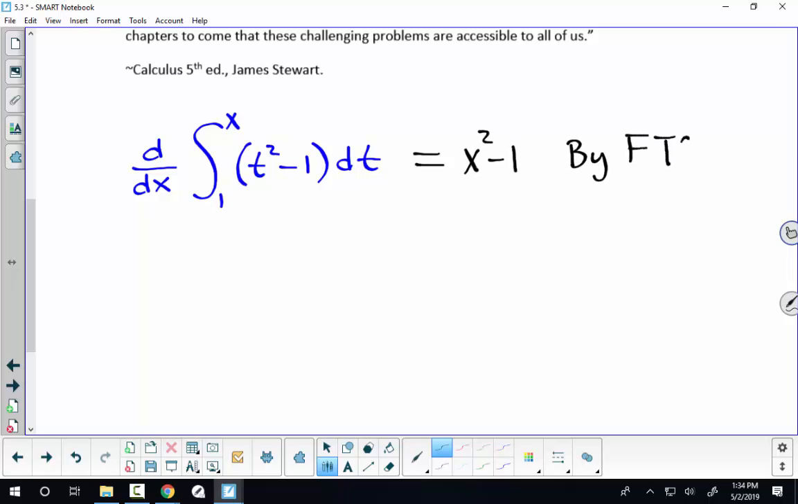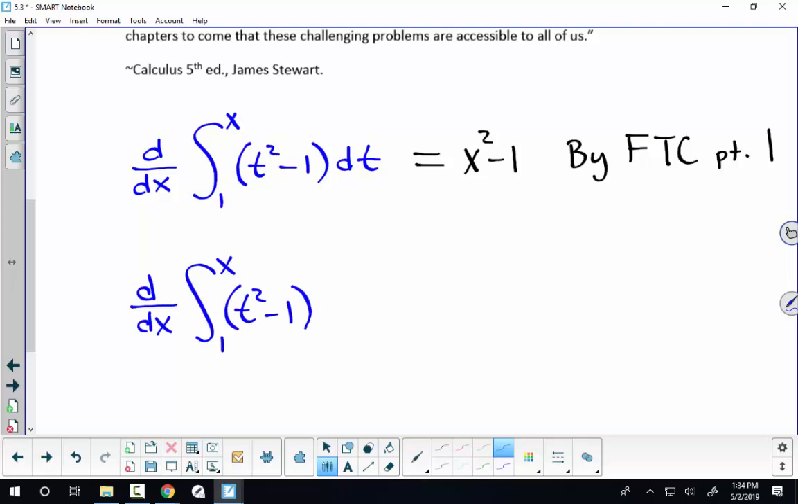By the fundamental theorem of calculus, part 1. We did some exercises like that last class. So let's look at this now in light of the fundamental theorem, part 2. Part 2 says I'm going to evaluate that integral first. In order to do that, I first find the antiderivative with respect to t. So what's the antiderivative of t squared minus 1 with respect to t?